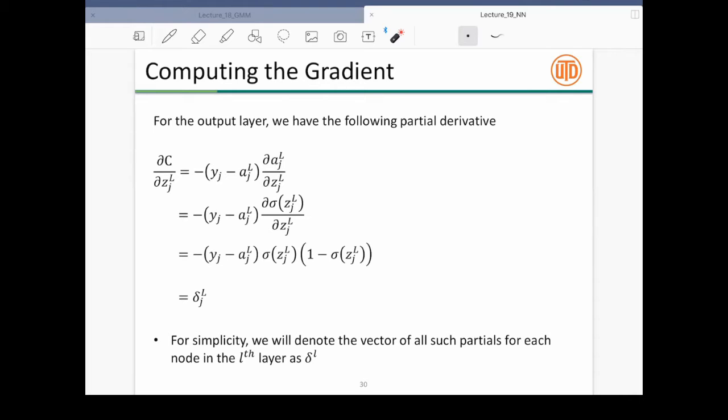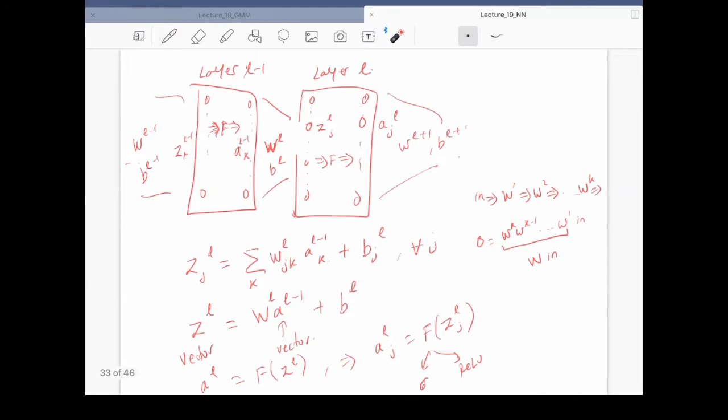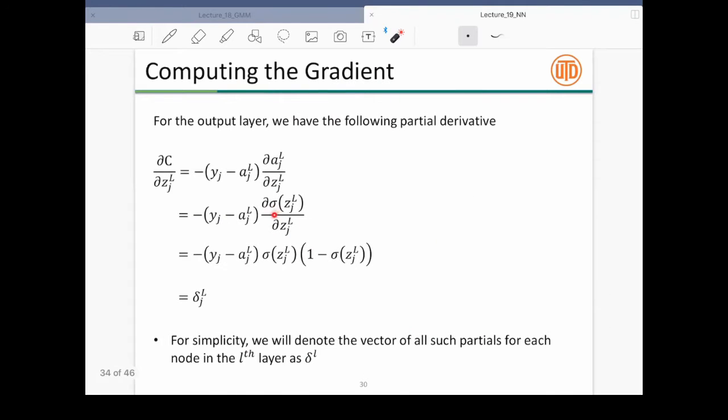And now, again, like I said over here, we assume that this function a is actually the sigmoid. If this is an arbitrary function f, then you just take the derivative with respect to f. Since this is a sigmoid, this becomes nothing but minus (y minus a) multiplied by the sigmoid multiplied by (1 minus sigmoid), right? So this is the gradient at the nth layer. Any questions on this?